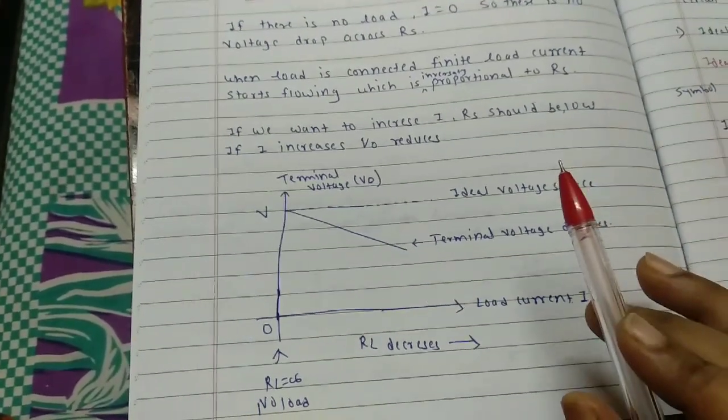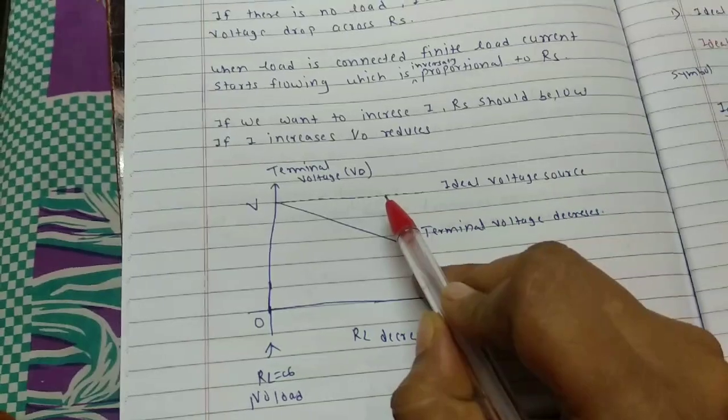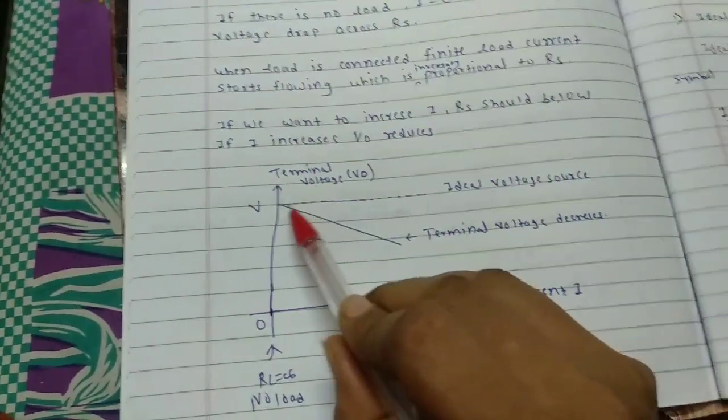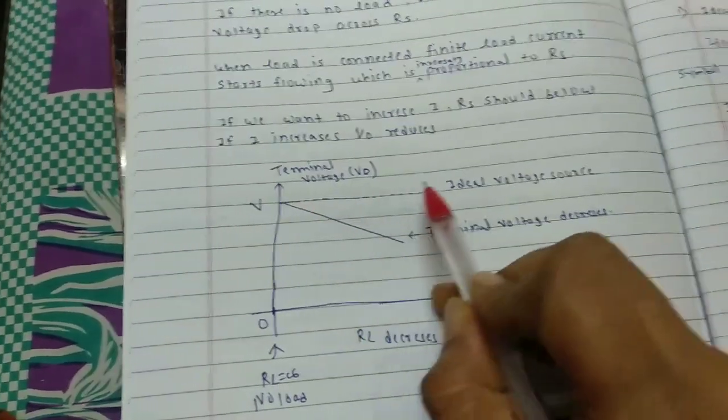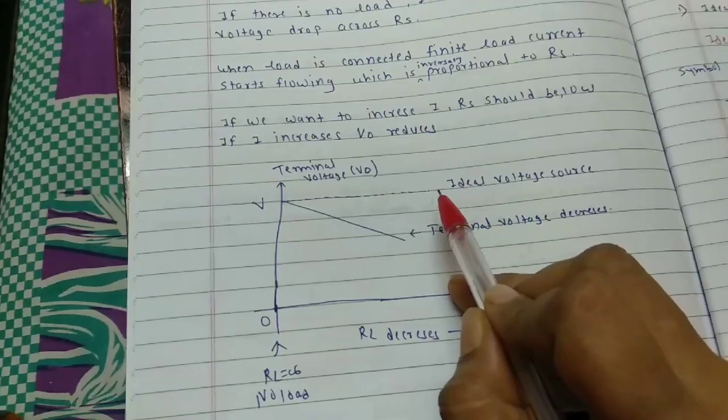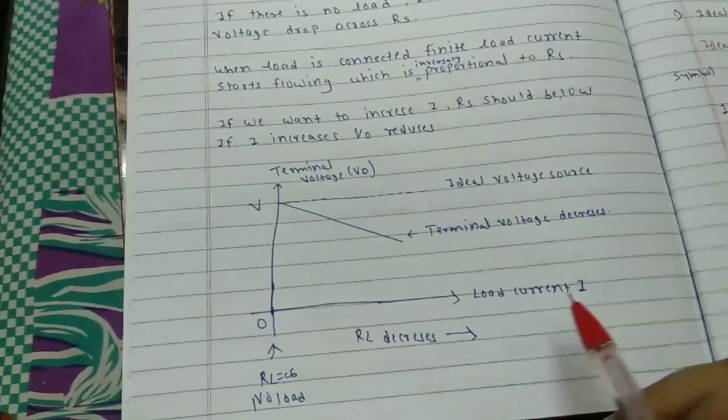Once again I will repeat, this is the ideal voltage source graph. In that case we have seen it is a straight line. That means the voltage is constant, independent of load current.